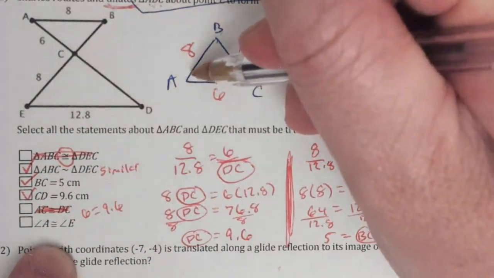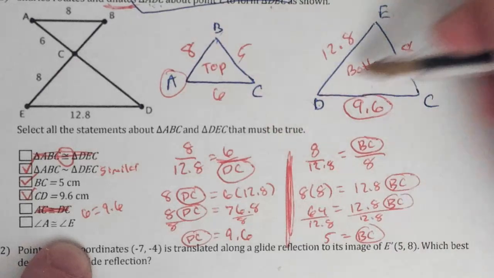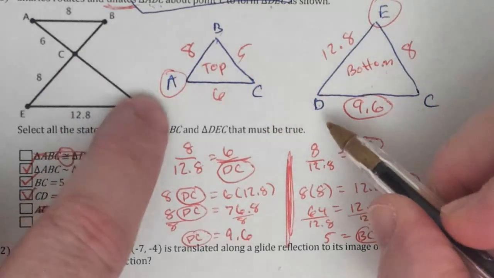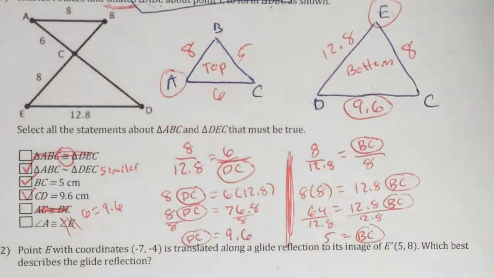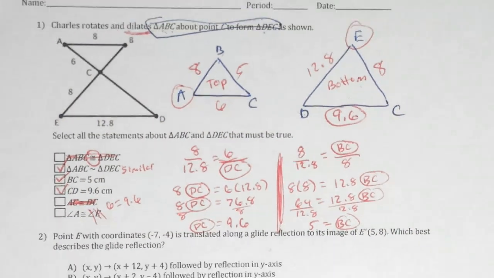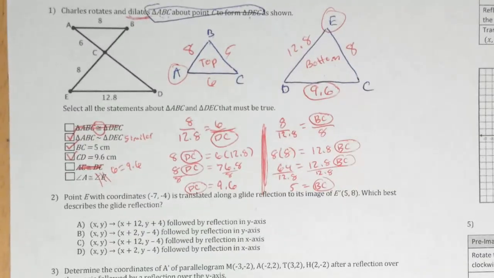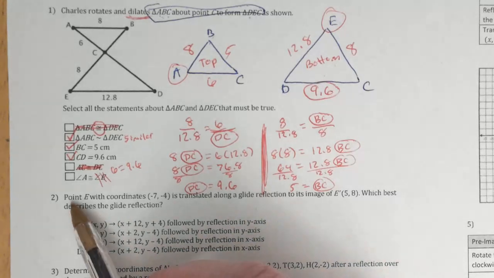Is angle A equal to angle E? No, A is equal to D, not E. So those were the answers for that one. All right, awesome. So that right there was the answer to number 1. Okay, number 2.